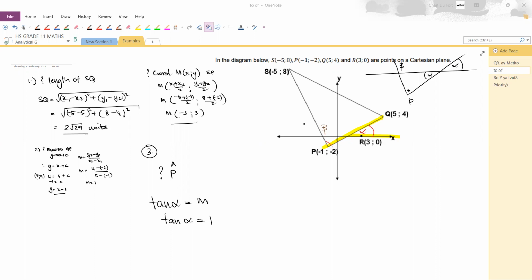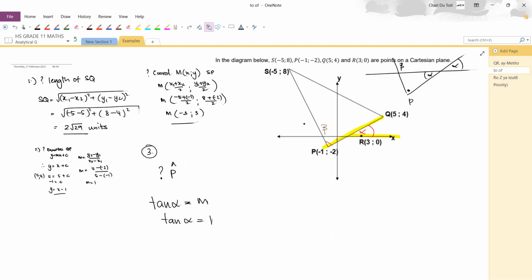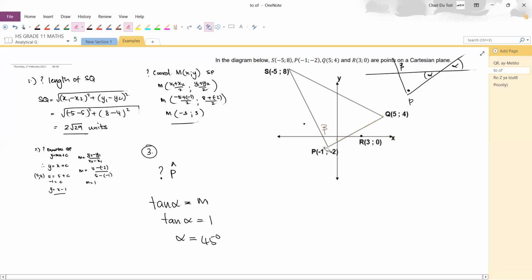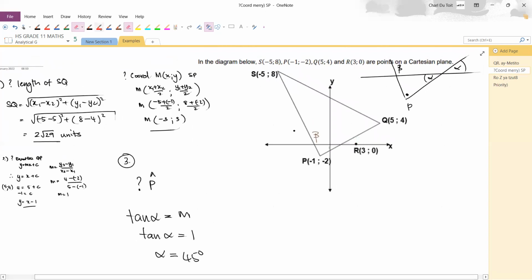Do you know that QP has got a gradient of 1? There we go. It's got a gradient of 1. We worked it out. So shift tan 1 is 45 degrees. So this angle here is 45 degrees. This angle here is 45 degrees. Can you see that on your phone? Yeah, we have a 45-degree angle.